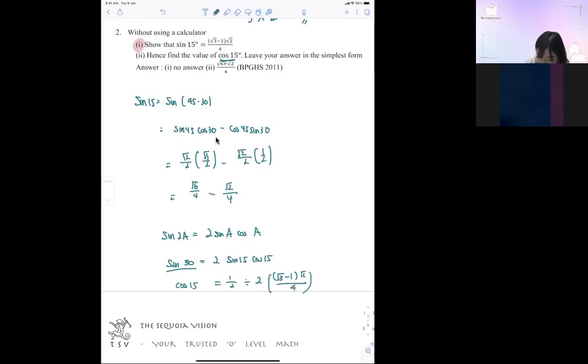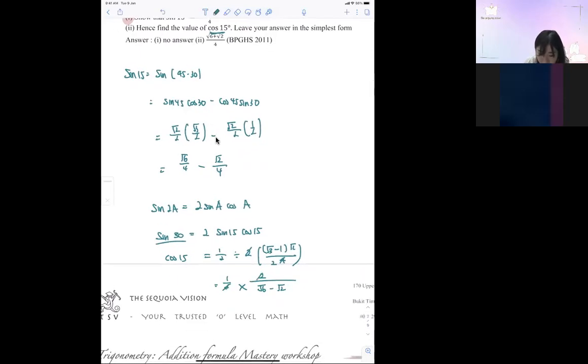Okay, so this one and this one cancel. This one I put in square root 3 minus square root 2. Then what must you do here? Rationalize. Yes, very good. Can you help me?